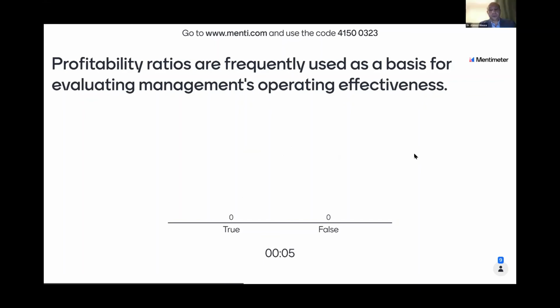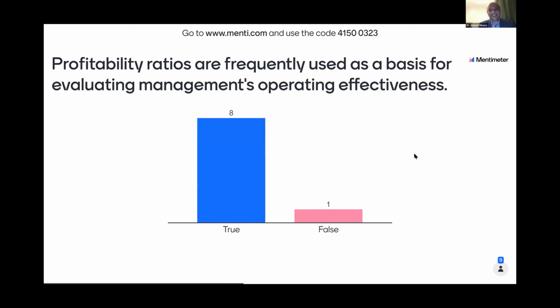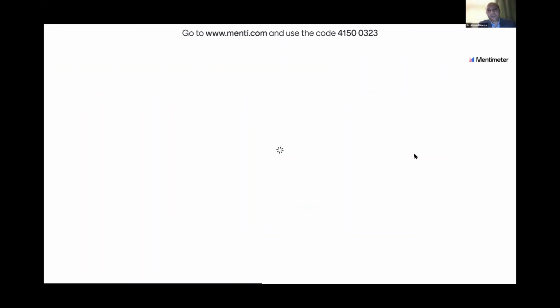That's good. More people join. Yes, true. Profitability ratios measure operating effectiveness. Amazing.